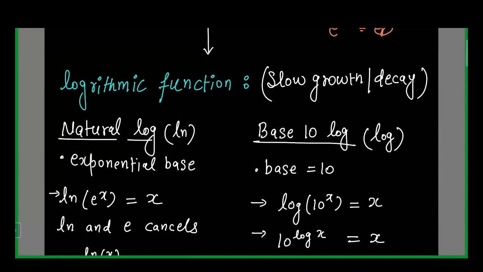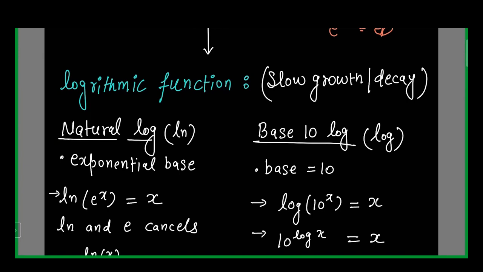For example, radioactive samples. Radioactive samples decay very slowly. They do not decay very quickly. So you can see their half-life depends upon log. We will study this in nuclear physics. So you can actually see that logarithmic functions are slow growth or slow decay.